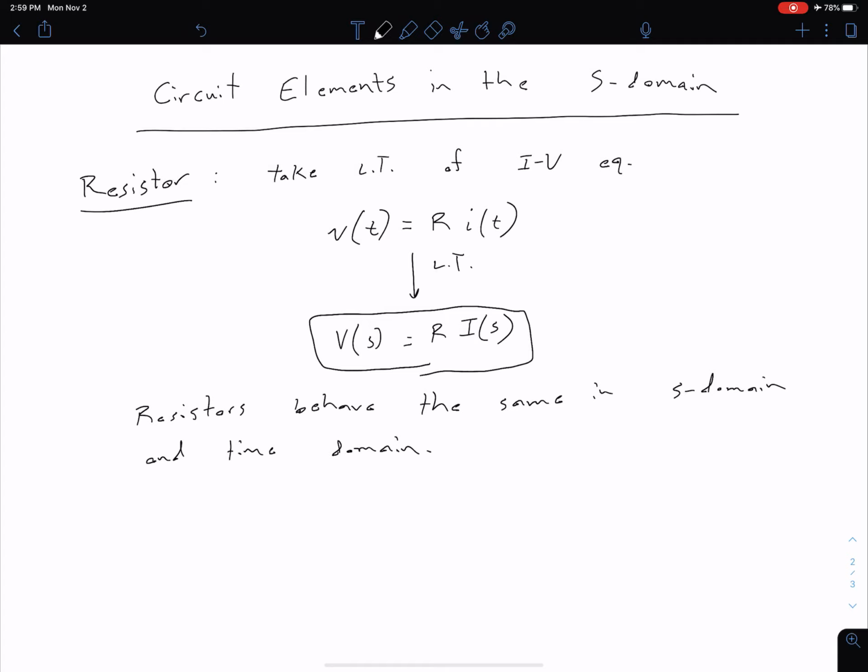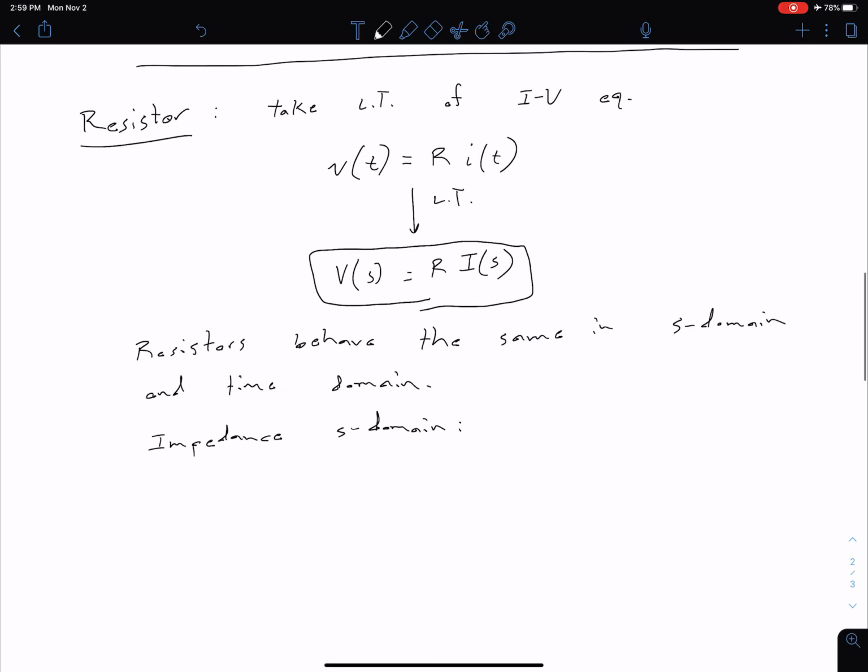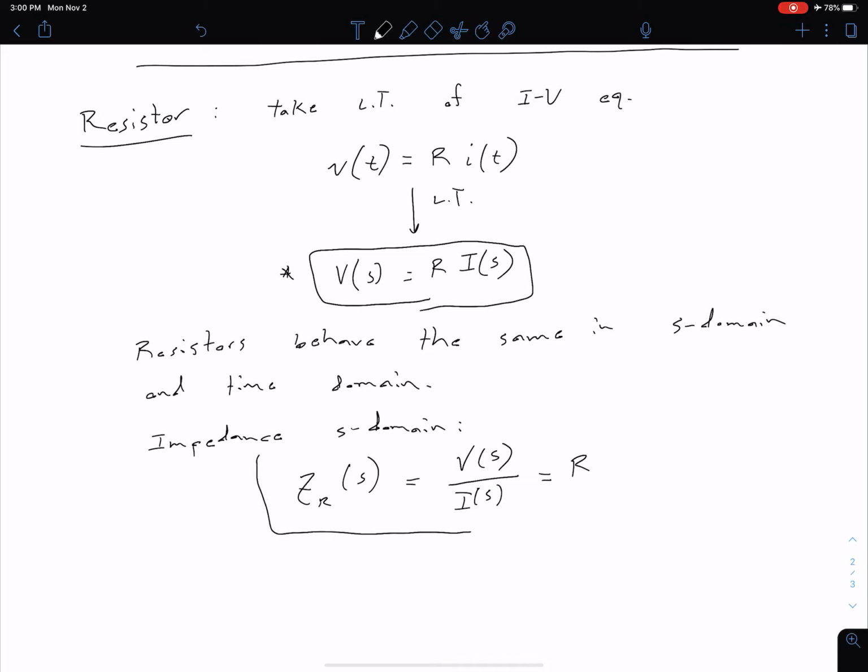And so what we can do is we can write an equation for our impedance in the S domain. So the impedance of our resistor in the S domain is going to be given by Z sub R as a function of S is equal to V of S divided by I of S. So I've just rearranged this equation up here. And of course we can see that's just going to be equal to R. So sort of like we've seen before with doing frequency analysis with a resistor, ideally we don't have any change.